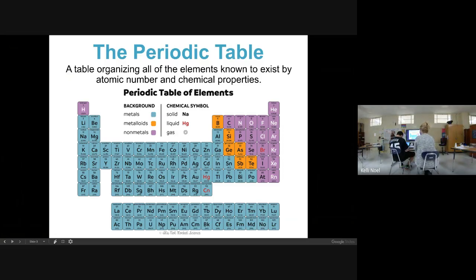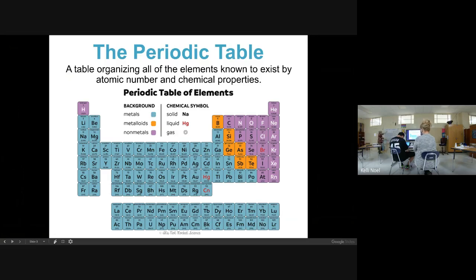So remember, this is how we organize the elements. Elements 1 through 92, through uranium, are naturally occurring. Anything above 92 has been man-made. You can find periodic tables online. You can find them color-coded, similar to this. You might see them like this. Always look for a key.